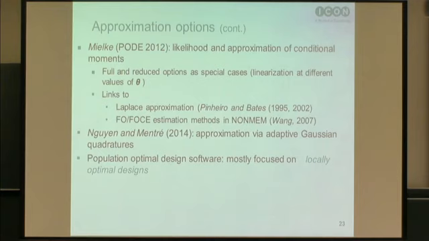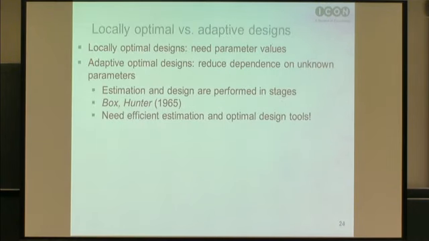And then one thing which I want to mention at the end: all of this population optimal design software is mostly focused on locally optimal design. We have to know the values of parameters. So how to solve this problem or reduce the dependence is the use of adaptive designs, as we know.